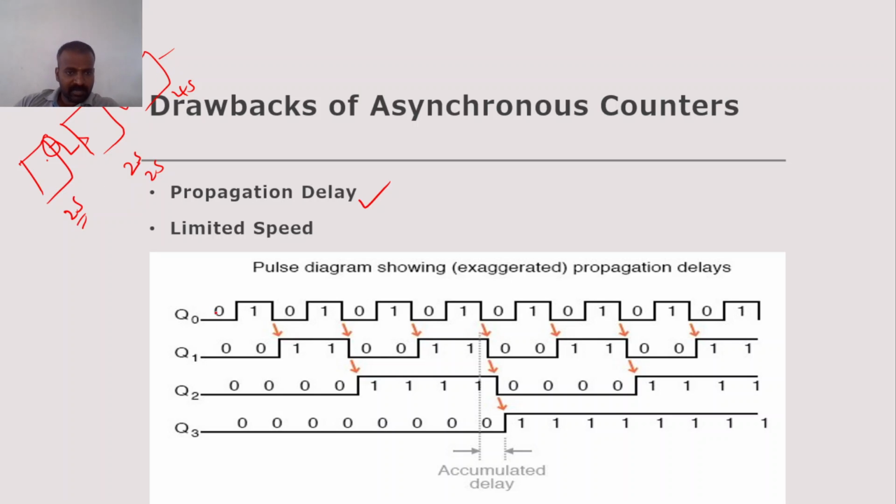So see here, Q0 is producing the output here, but Q1 is producing the output with some delay. Okay, so Q1 is producing the output here, but Q2 is taking some delay. And Q2 is producing the output here, and Q3 is taking some delay. But we need all the flip flops to produce output at the same time. If the output changes here, at the same time all the outputs have to change. So that is the main drawback in the asynchronous counter, that is propagation delay.